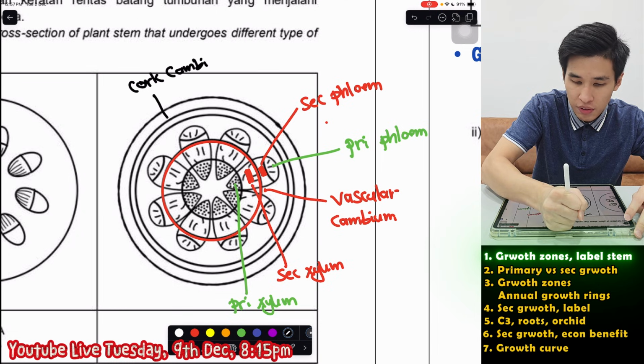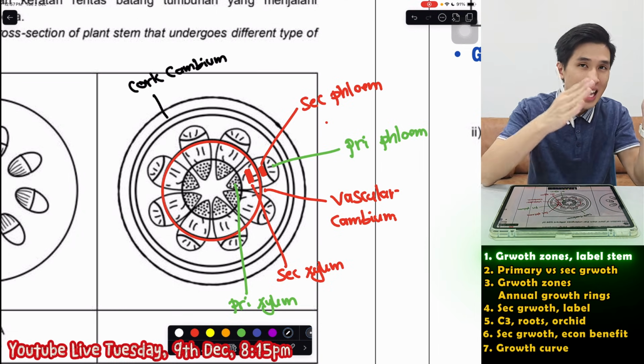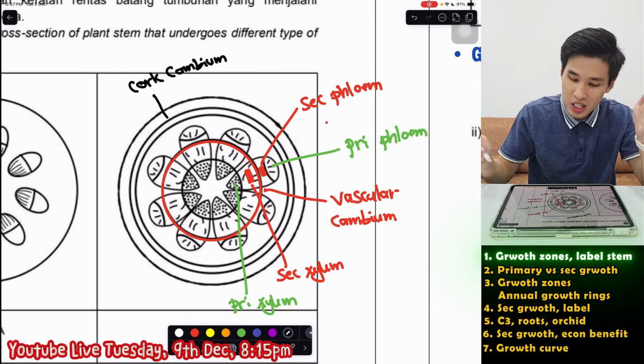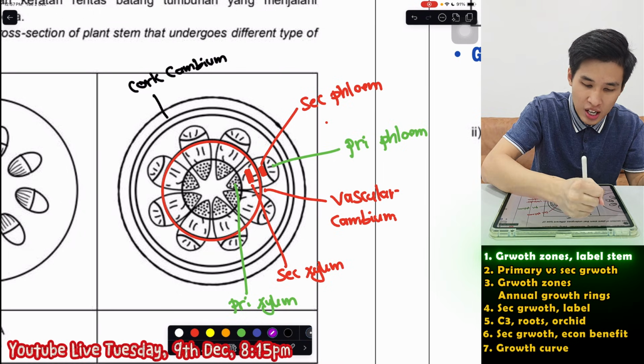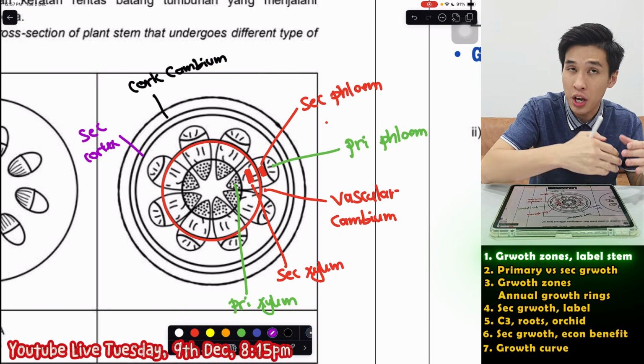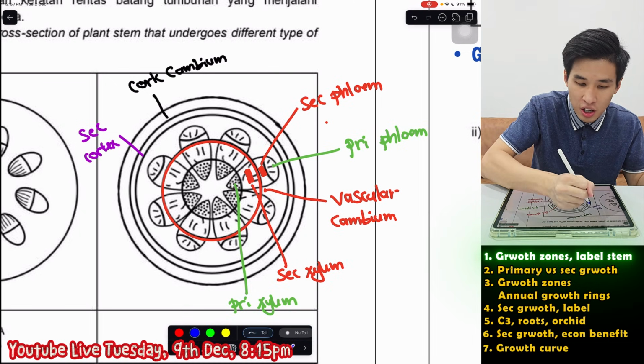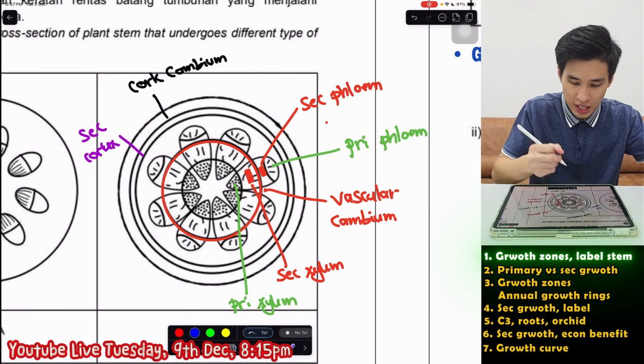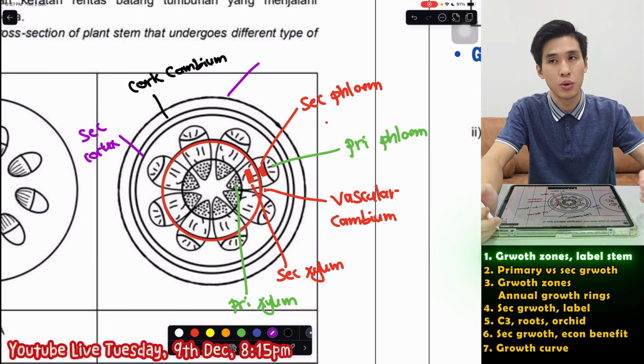So cork cambium, just like vascular cambium, will also undergo mitosis inwards and outwards. When it divides inwards, it will form what we call a secondary cortex. So initially you only have cortex. Cortex is like the flesh of the stem. So you get secondary cortex, and the outer layer will be called cork.